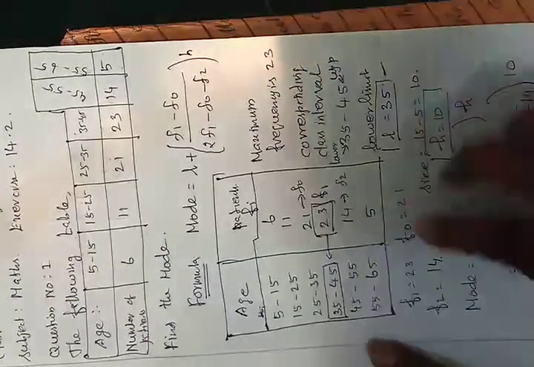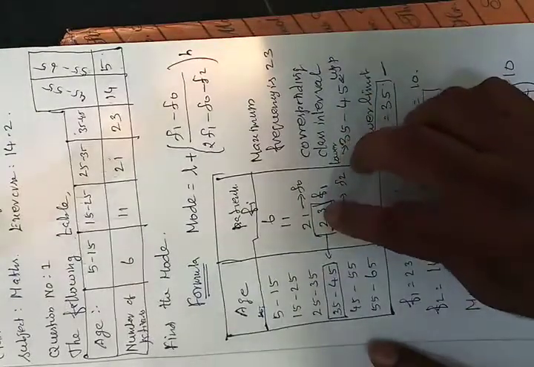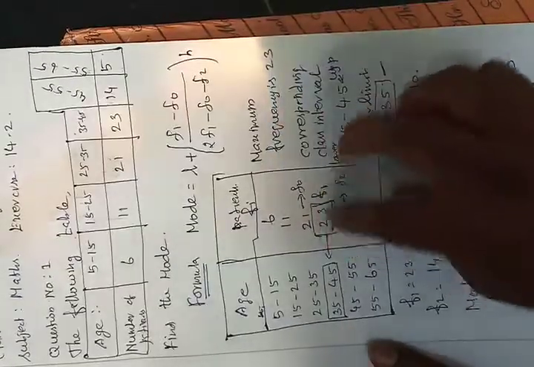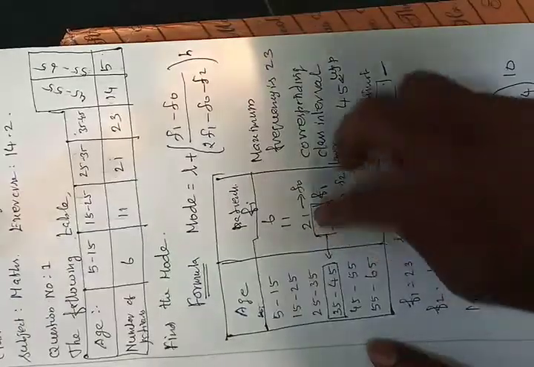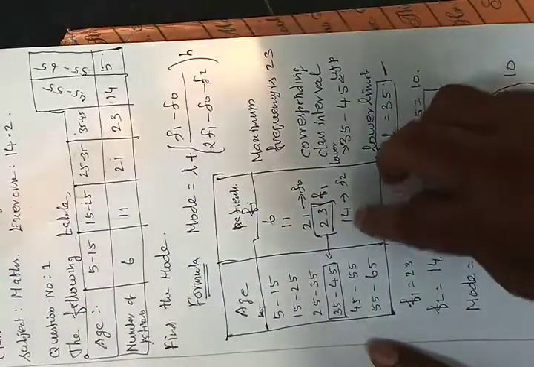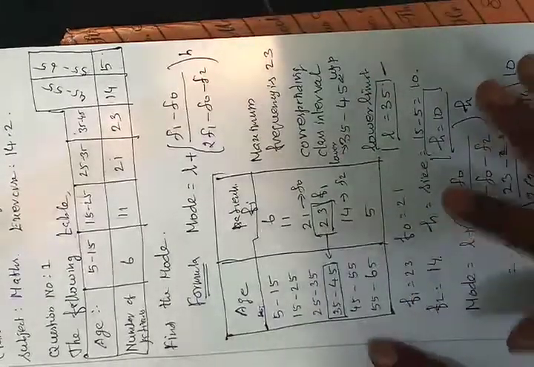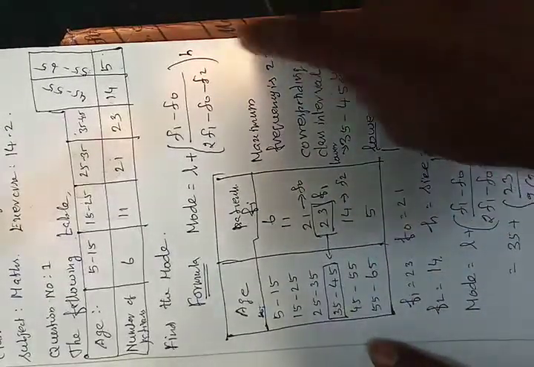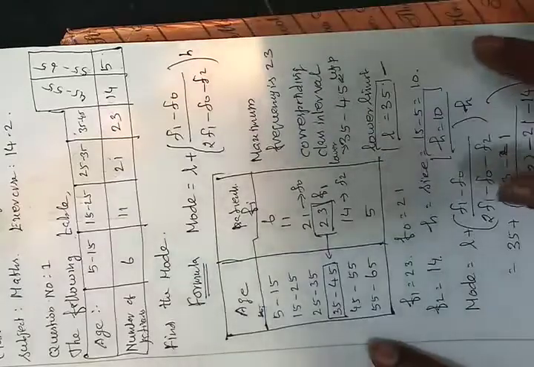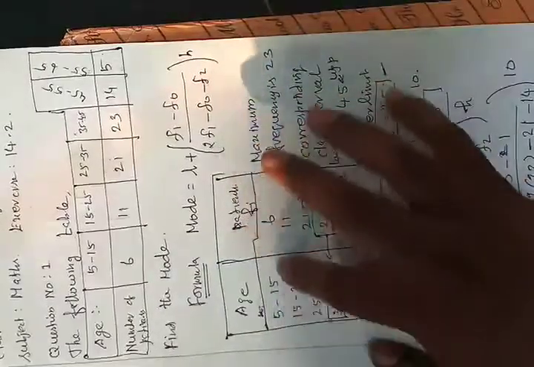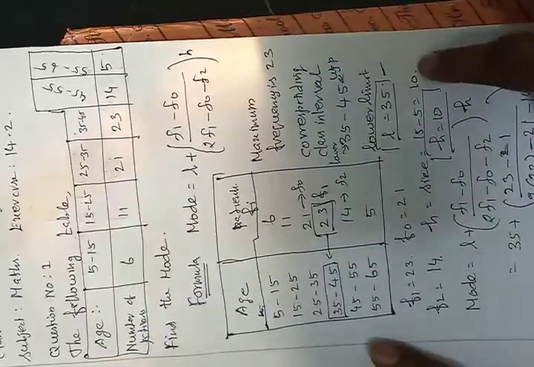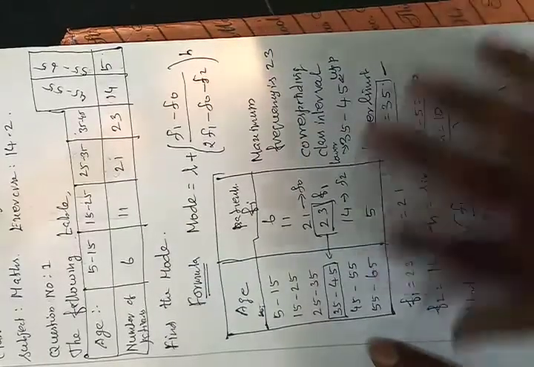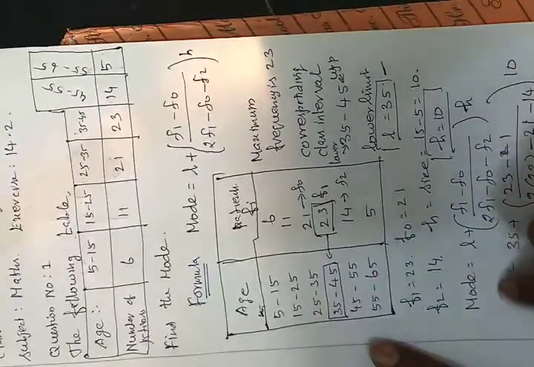Then here, the frequency before 23 you take as f naught. The frequency after 23, 14, you take as f2. Okay. Then next we need to find h. H is equal to the class interval size. Class interval size means 15 minus 5, which is equal to how much? Then you calculate. Then here is the mode formula.